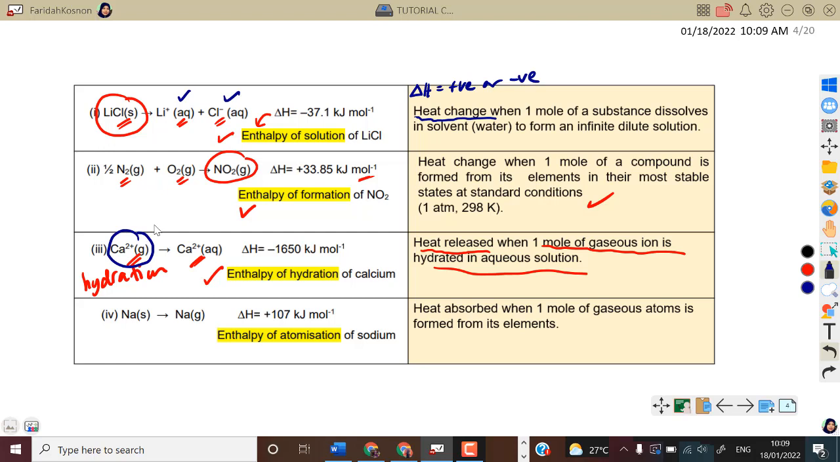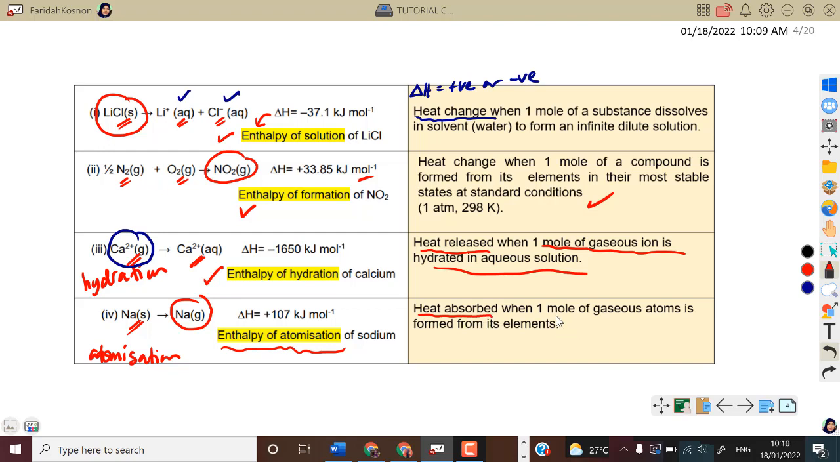Alright. Okay, for number 4, kalau you tengok kat sini, kita ada apa? Kita ada 1 mole of gaseous atom, iaitu sodium gaseous atom form daripada elemennya yang paling stabil. Elemennya yang paling stabil apa? Sodium dalam keadaan solid. Sebab sodium ni memang at 25 degree Celsius, dia memang wujud dalam bentuk solid metal. Jadi apabila dia menghasilkan 1 mol gaseous atom, proses ini kita namakan atomization. Atomization adalah satu proses that required heat. So dia adalah enthalpy of atomization where heat is absorbed.